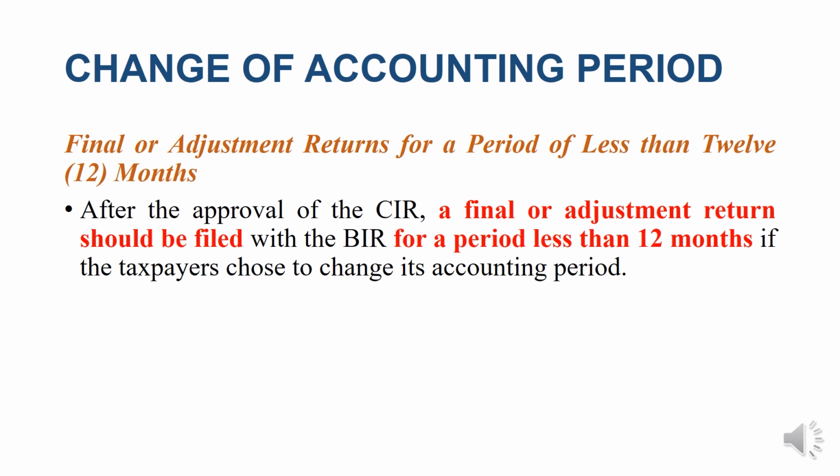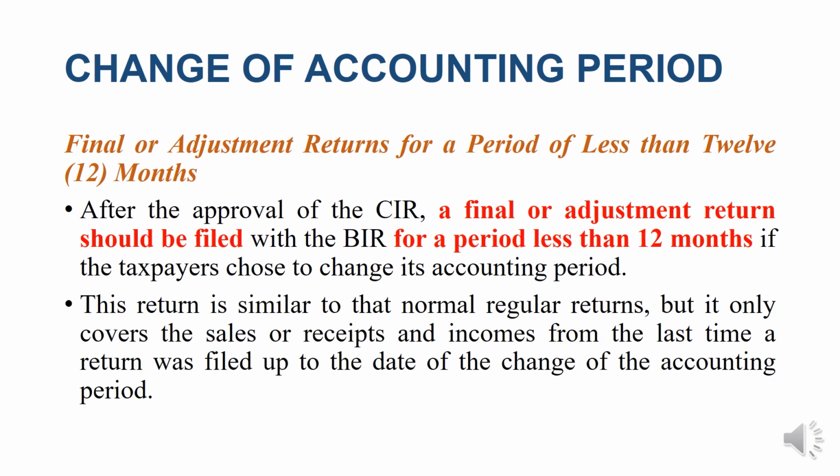Okay? Then it should file first a notification to the BIR. And then after the approval, it must file or submit an adjustment return covering the short period, which is less than 12 months, and these should be filed depending on when the adjustment took place. Okay? So this return is similar to the normal regular returns, like the income tax return, but it only covers the sales or receipts and incomes from the last time a return was filed up to the date of the change of the accounting period.